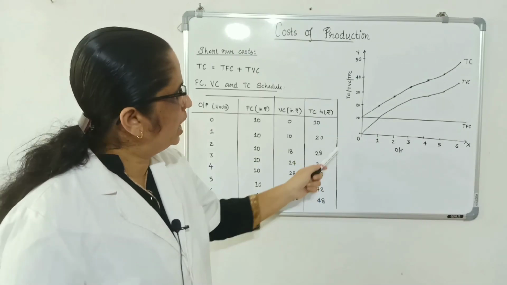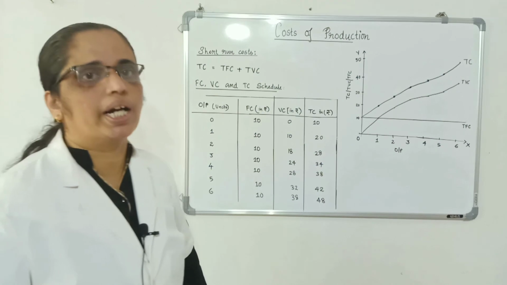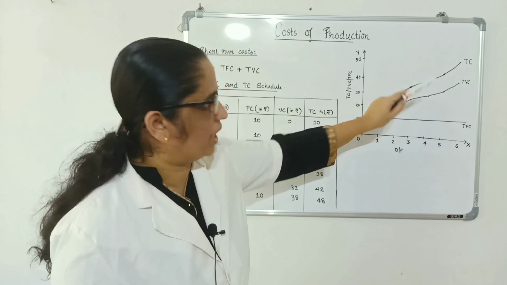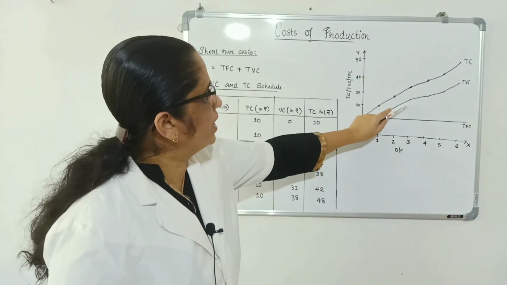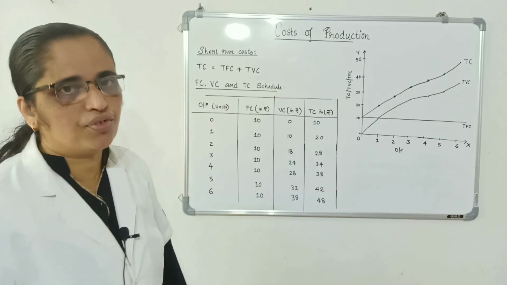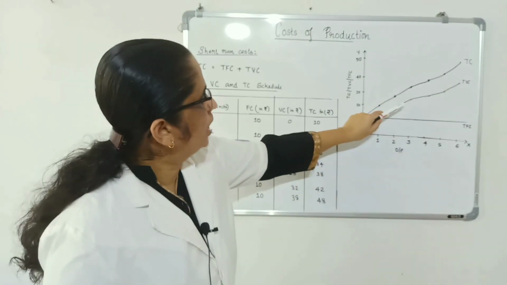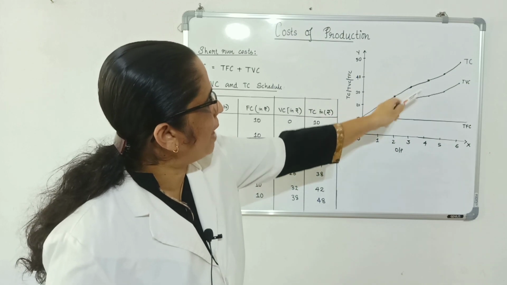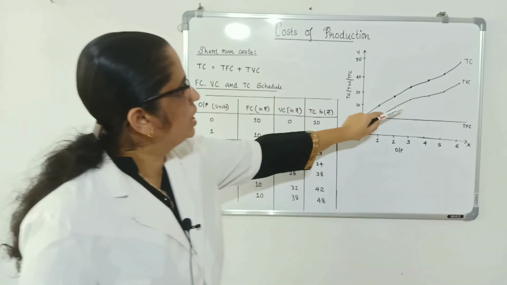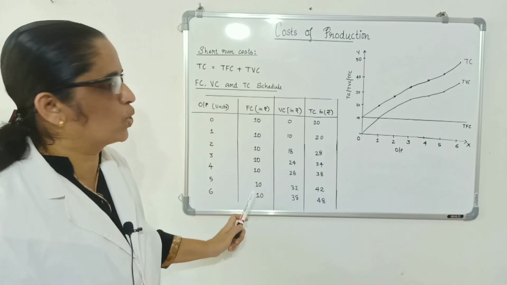TFC curve is horizontal. In the TC curve you can see when the output increases, variable cost also increases. TC is just drawn parallel to TVC, because TVC and TC differ only with respect to fixed cost of production. So this TC is a parallel curve. We draw TC as a parallel curve corresponding to TVC, because TC and TVC differ only with respect to fixed cost.